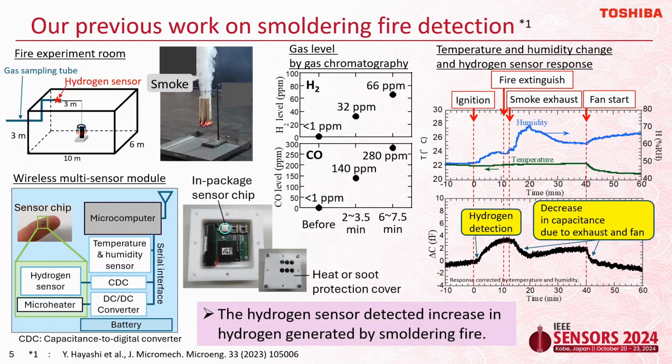This is the result of the gas chromatography analysis during the fire experiment. At the same time as CO, an extremely small amount of hydrogen is generated. This is the response of the temperature and humidity sensor and the hydrogen sensor. You can see that the hydrogen sensor responds after ignition, and the response returns when the exhaust fan starts.